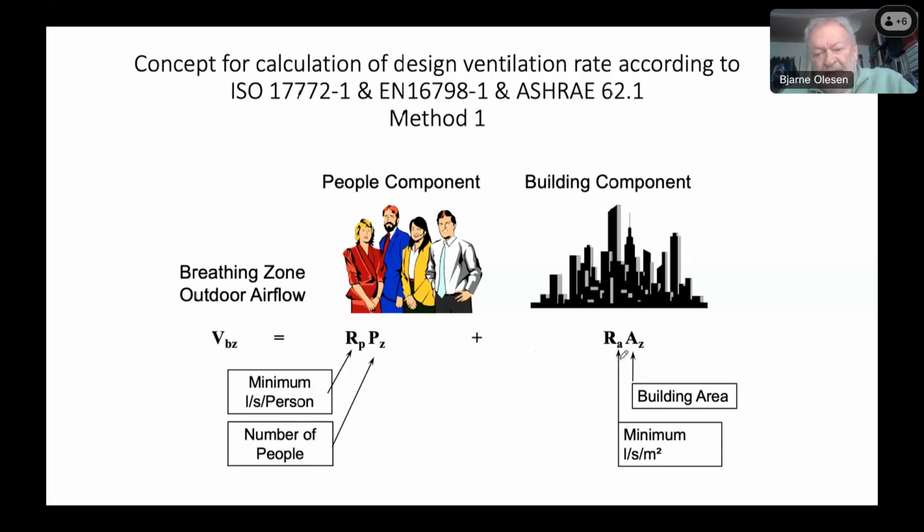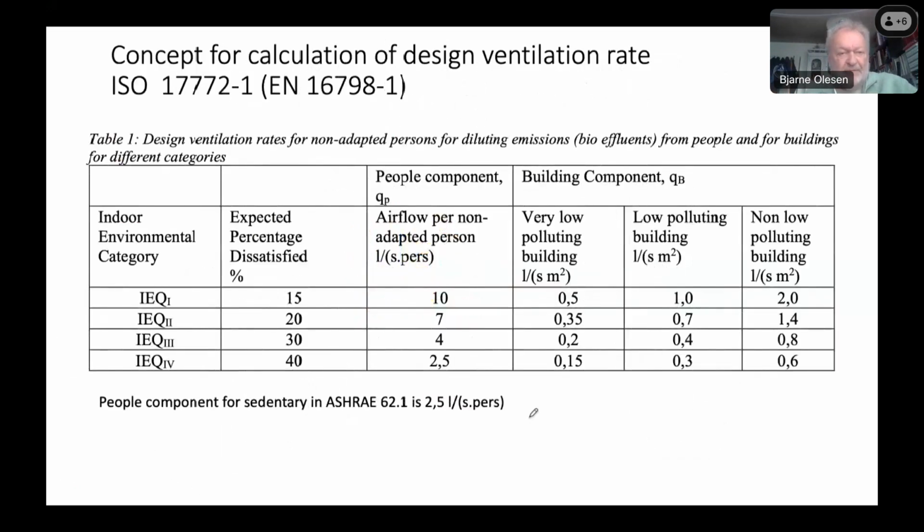And for the building, for different spaces, we also have values for liters per second per square meter you need for this space. So you just need to know the area. And that's how you get to the total ventilation rate required. And this is based on basically what we call the perceived air quality.